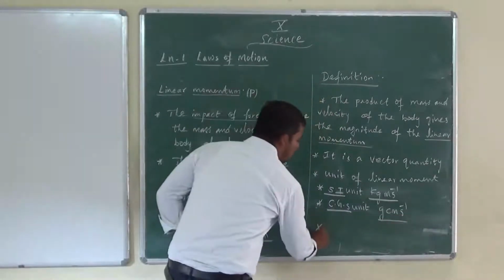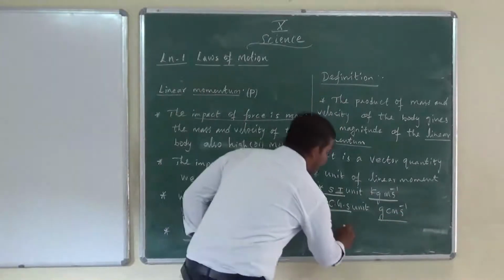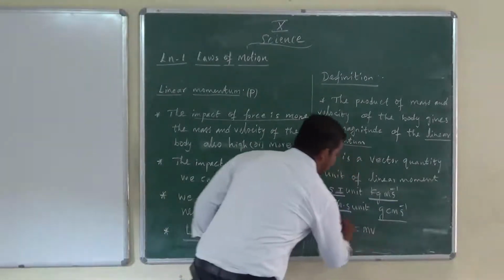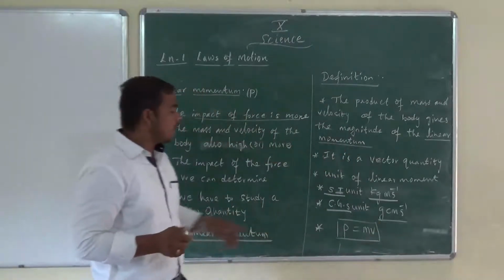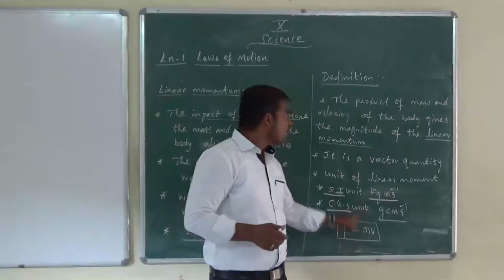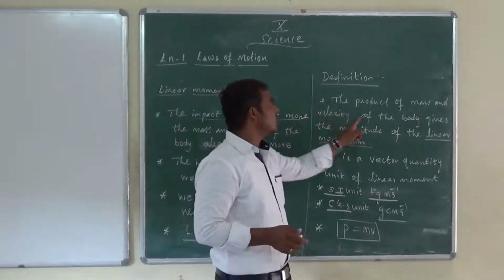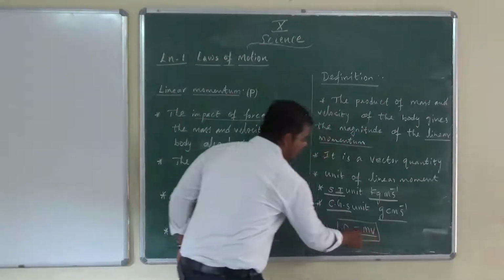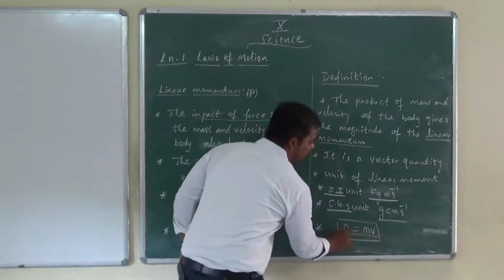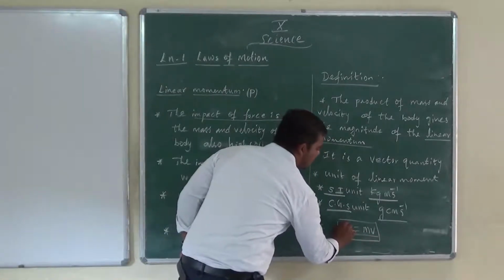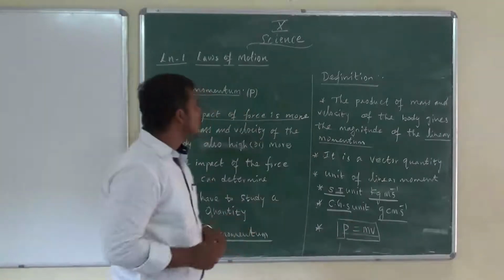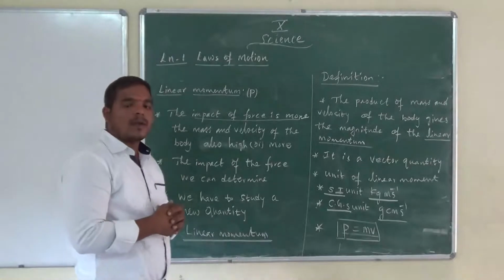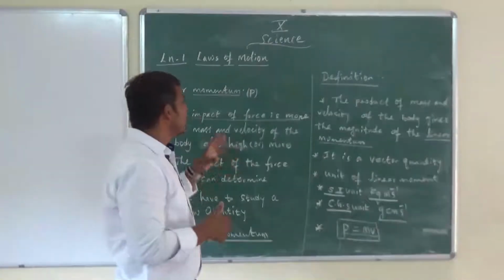Next, linear momentum represented by the symbol P is equal to m into v. This is the mathematical expression of linear momentum. P equal to mv, that means the product of mass and velocity of the body gives the magnitude of the linear momentum, which we can express in an equation. So what is the purpose? If we want to study the impact of force, we definitely need linear momentum.